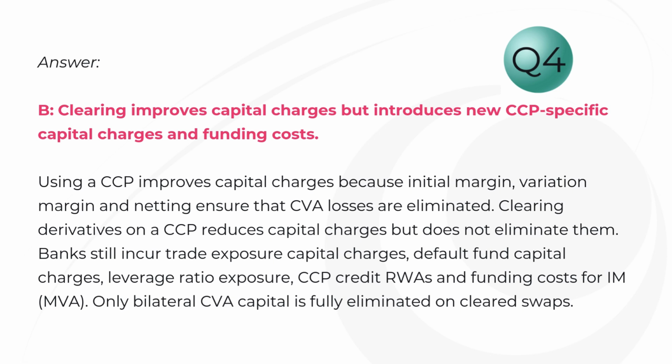Using a CCP improves capital charges because initial margin, variation margin, and netting ensure that CVA losses are eliminated. Clearing derivatives on a CCP reduces capital charges but does not eliminate them. Banks still incur trade exposure capital charges, default fund capital charges, leverage ratio exposure, CCP credit RWAs, and funding costs for MVA. Only bilateral CVA capital is fully eliminated on cleared swaps.